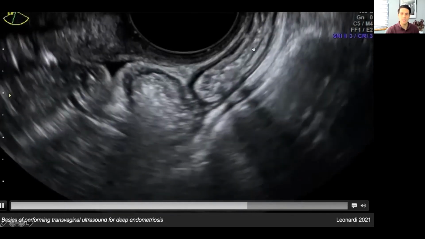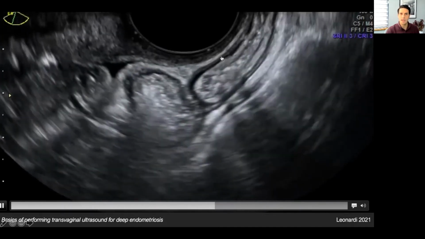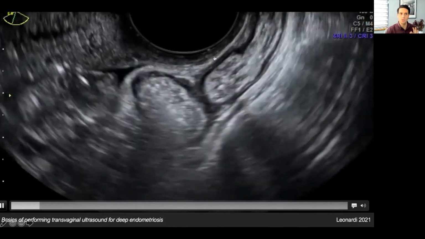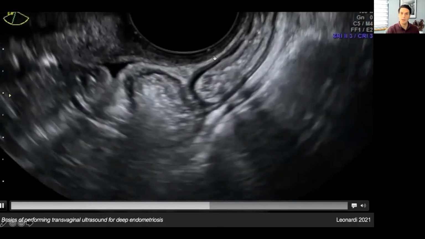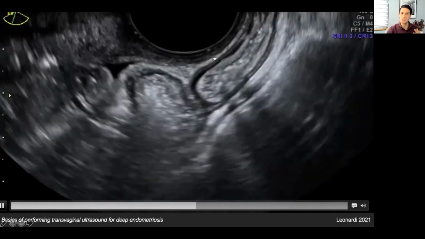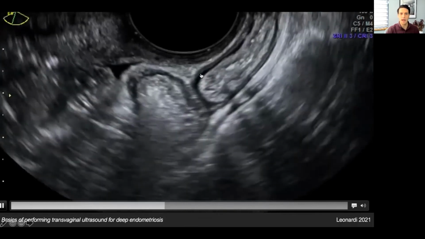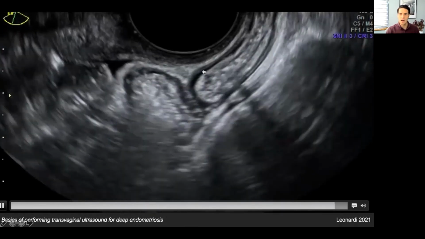And again, just deep to that is the lower rectum. We can see our lumen here, we can see our mucosa, and we can see our muscularis layer, which is the hypoechoic darker layer. This is the most important lesion area to identify when evaluating the bowel, because this is where deep endometriosis generally exists. We want to keep our eyes on this black line, the anterior of the black line, and we want to follow that up as high as we can.